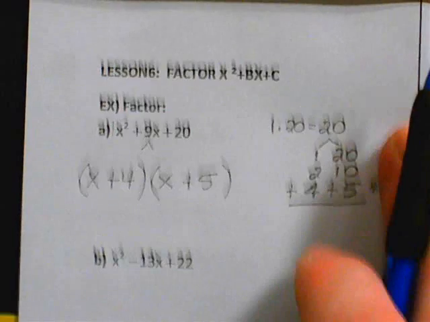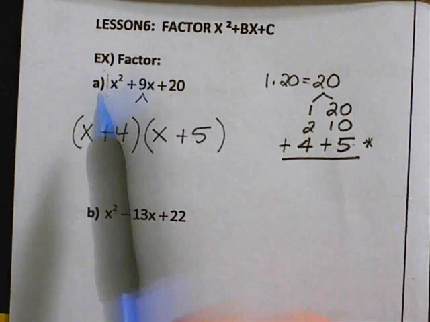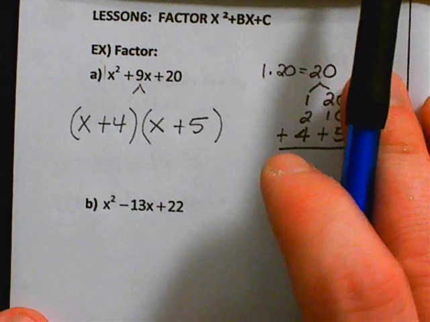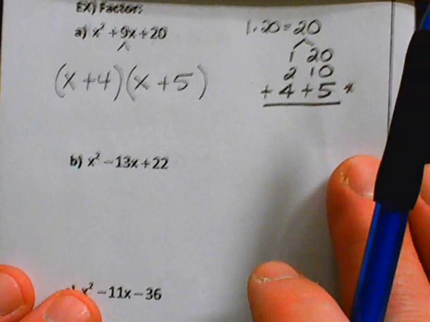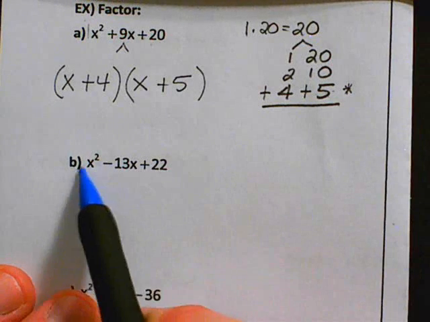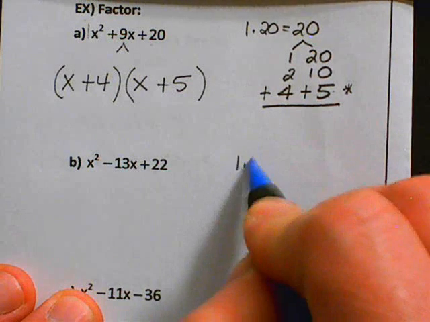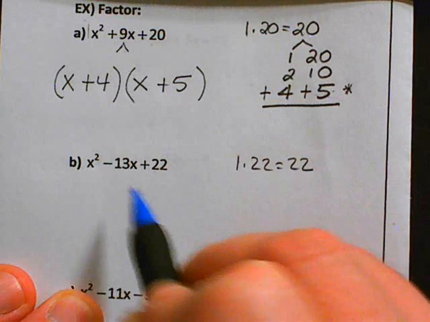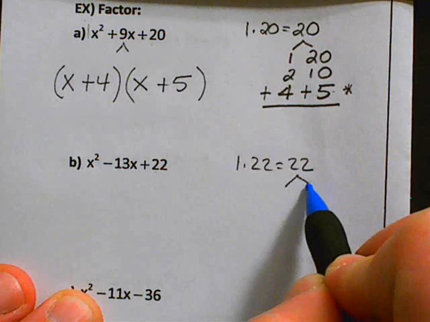Now we're going to go to the next problem, letter B, and let's see how that works. I take 1 times 22. 1 times 22 is 22, and break it down to 2 numbers, 1 and 22, 2 and 11.